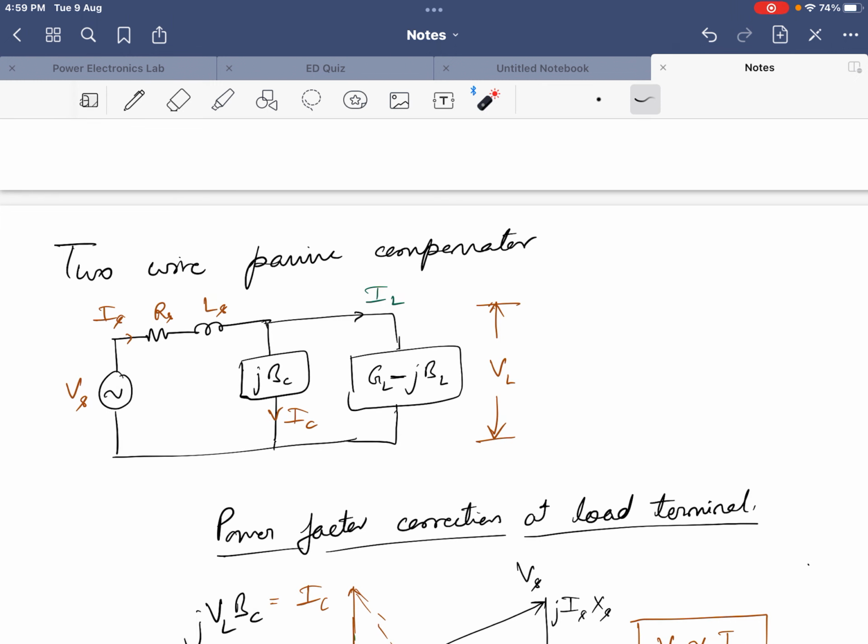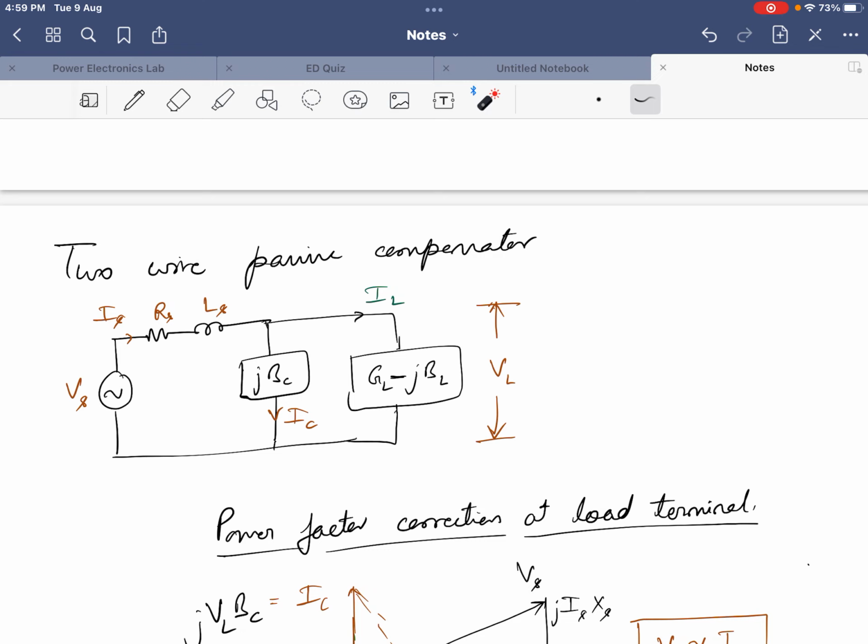Let me again say about these parameters. We have here Rs and Ls. These represent the resistance and inductance of the transmission line. Here we have the supply voltage Vs and Is is the supply current. The load is represented by the admittance. Admittance multiplied with the voltage gives you the current.